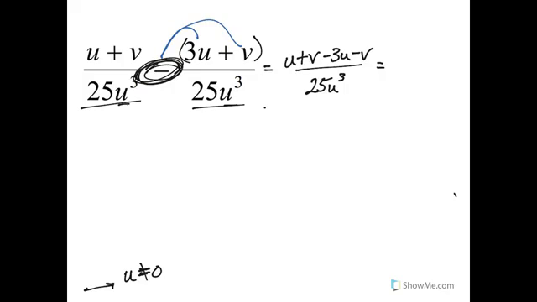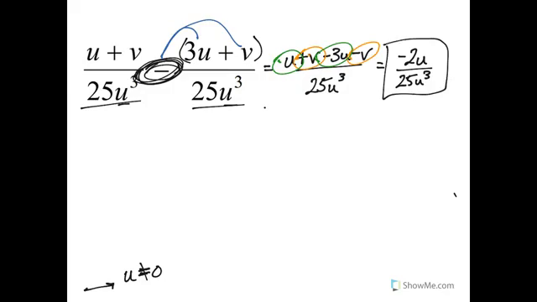So we got some stuff happening in the top. We do have common terms. The v's are going to cancel. Our u's are going to become negative 2u over 25u cubed. Okay, that is not the complete answer. That is not a wrong answer. It's just an unsimplified version.